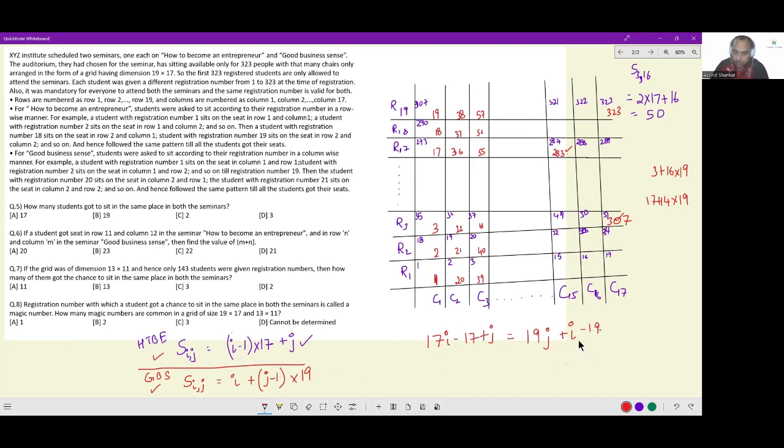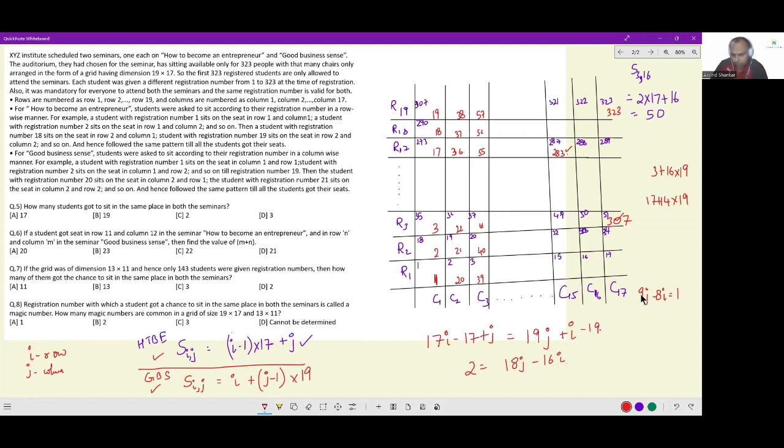So I take the 19 to this side. 2 is equal to, I take j to this side, 18j minus 16i. Remember, i was row number and j was column number. So I have an expression 18j minus 16i is equal to 2, or 9j minus 8i is equal to 1. So I have to come up with potential solution sets for j and i, where I will get a difference of 1. So let's work our magic.